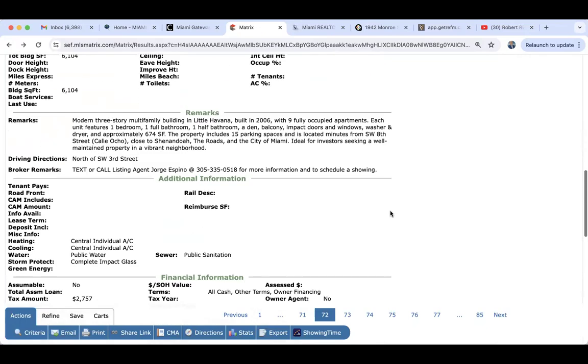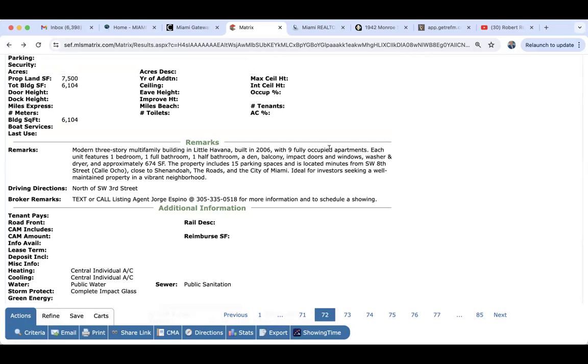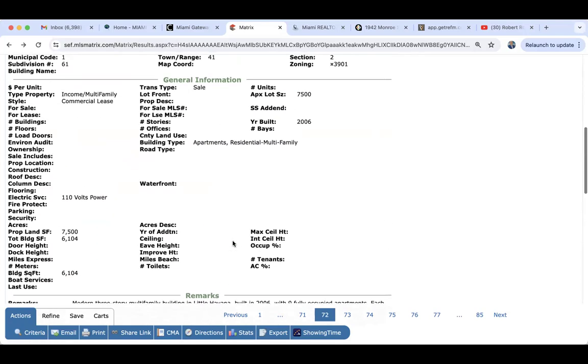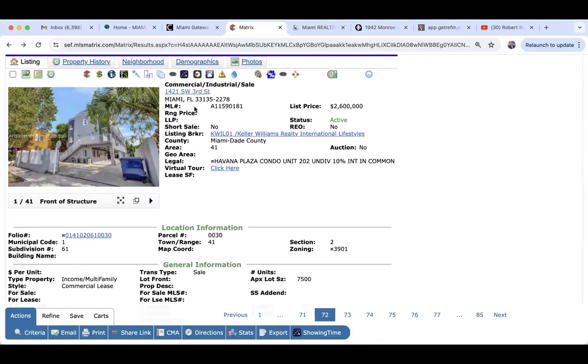Or we can say, all right, these are 9 units, fully occupied, 1 bedroom, 1 bathroom, and a den. So if we know what a 1 plus a den rents for in this part of Miami, then let's do a guesstimate. Say that they rent for $1,800 times 9. You're looking at 16,200. 16,200 times 12 is 194,400, your gross income yearly.